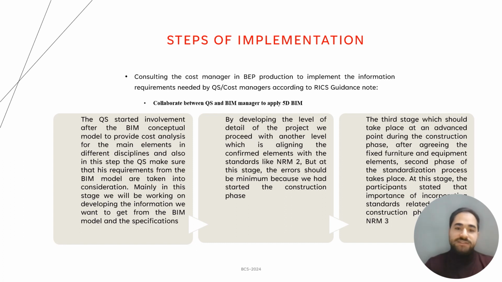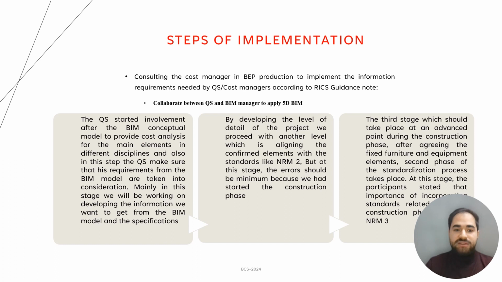We can do this in 3 phases. In the first phase, the QS or the cost manager starts the involvement in the BIM conceptual model, in the production of the BIM execution plan. After the involvement in the BIM conceptual model, it produces the cost analysis for the main elements, and the cost manager makes sure that the BIM requirement or the information requirement is taken into consideration in the BIM model. Mainly in this stage, you will be working as a cost manager in developing the information that you need in the later stages in the BIM models and the specifications.